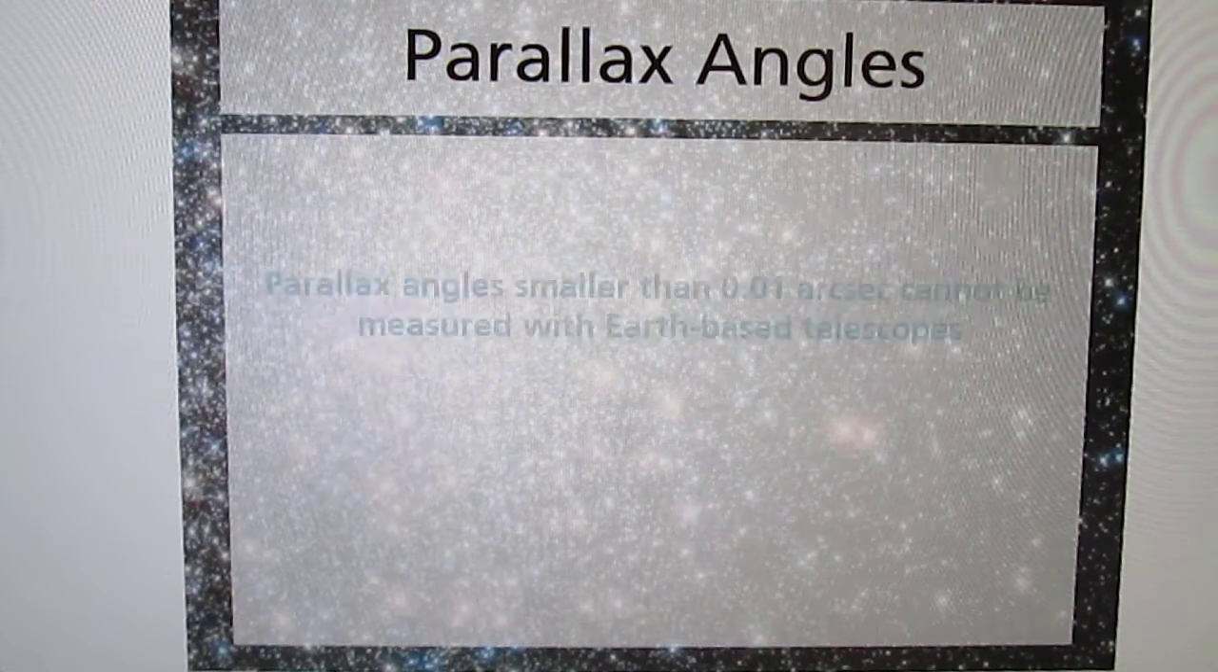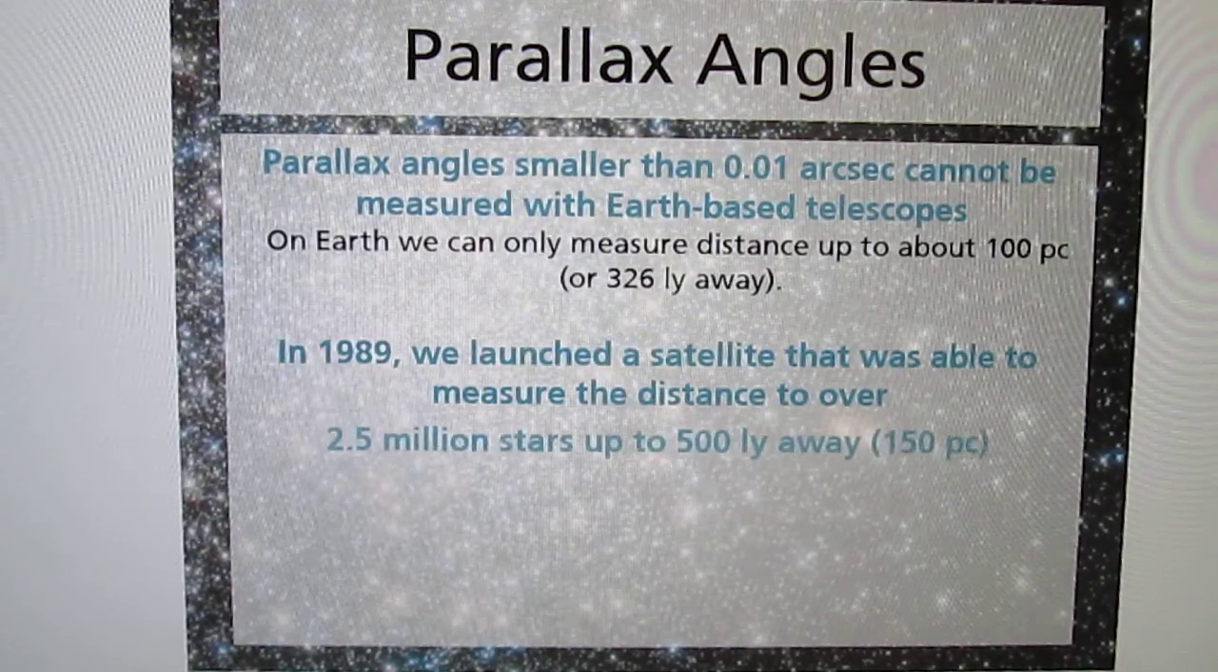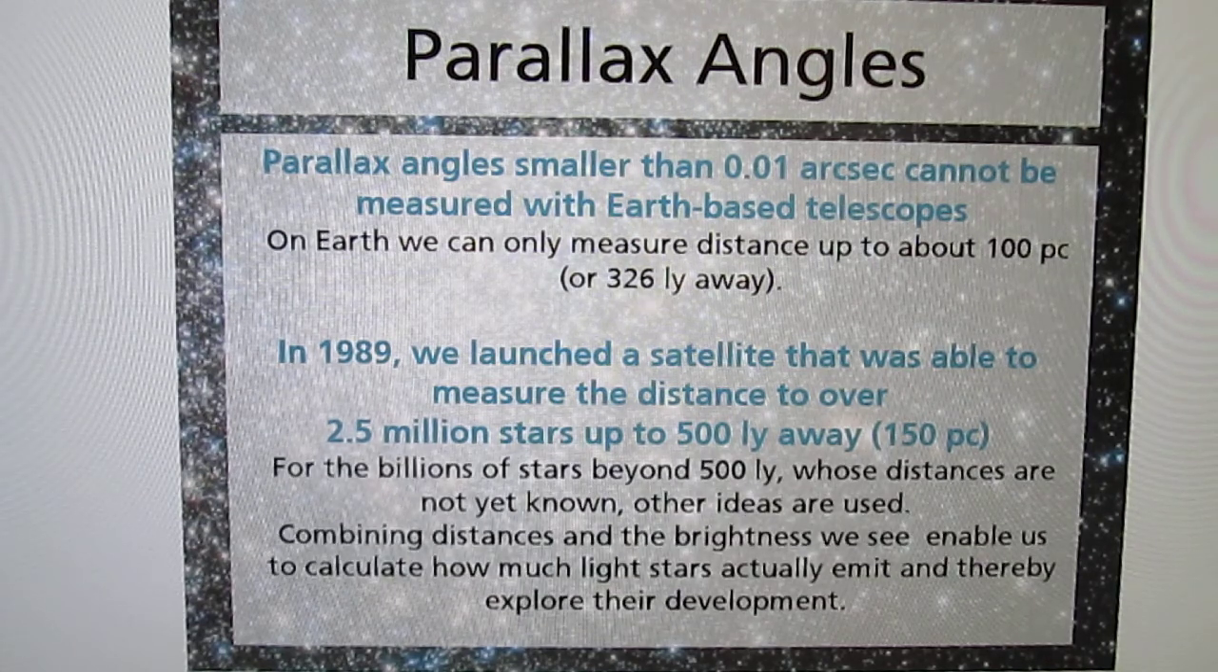If a parallax angle is smaller than 0.01 arc seconds, then it cannot be measured with an Earth-based telescope. So in 1989, we launched a satellite that was able to measure the distance of over 2.5 million stars up to 500 light years away.